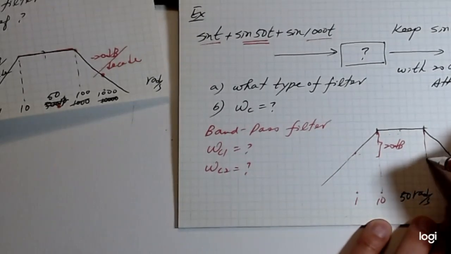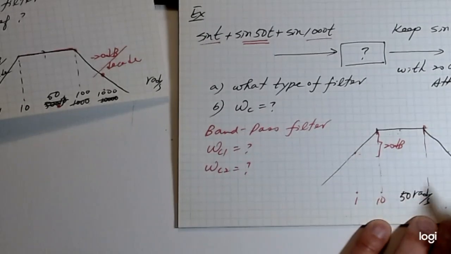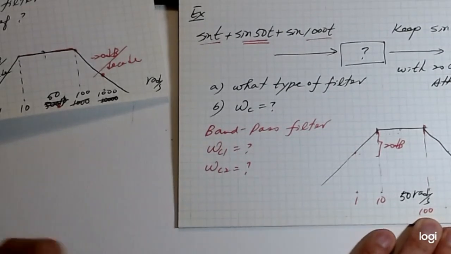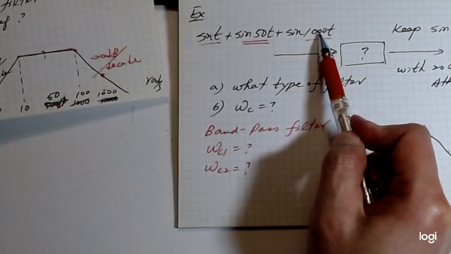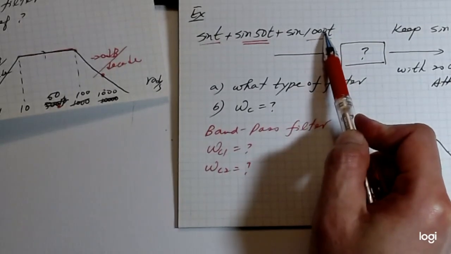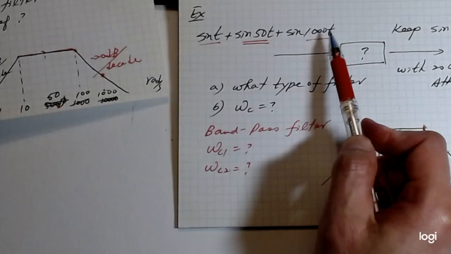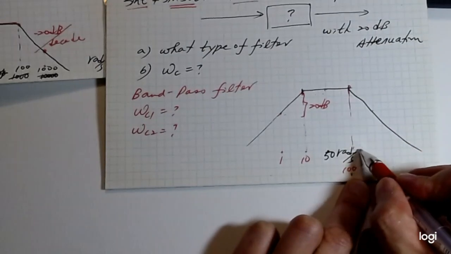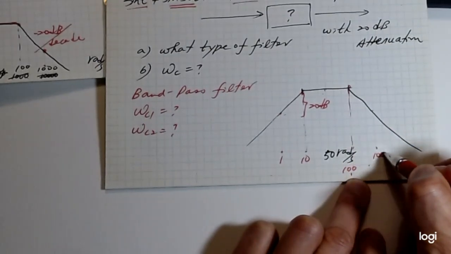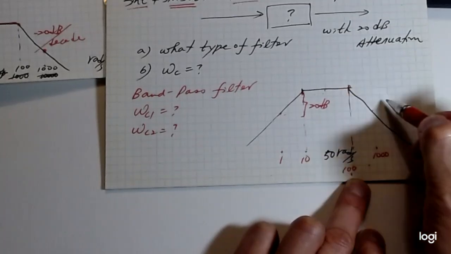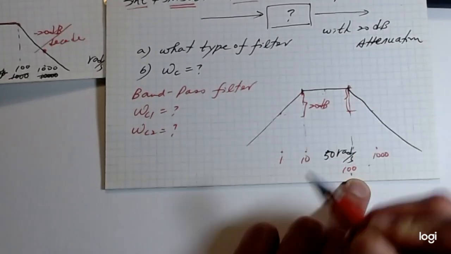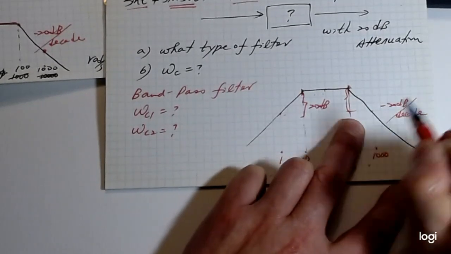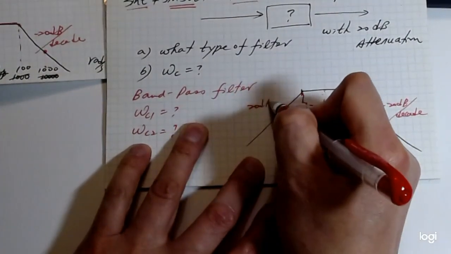Now, how about I pick this point at 100? Why? Because it's 10 times less than 1,000. So from 100 to 1,000, 1, 2, 3, yes. What's the difference? Again, another 20 dB. In this case it is minus 20 dB per decade, and in the other case it is positive 20 dB per decade.